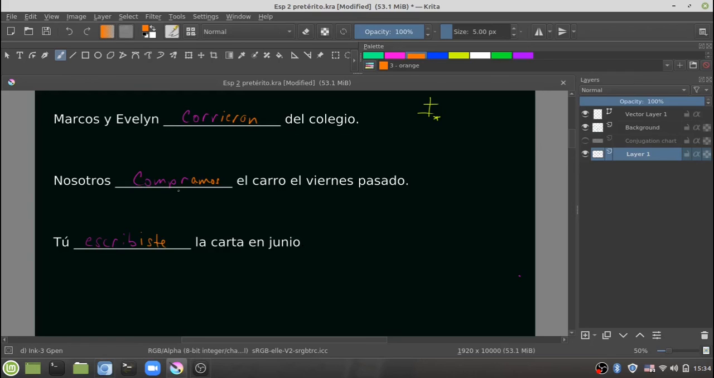Alright, so there are three sentences with preterite tense verbs. Remember that the preterite tense talks about things that were immediate or sudden, like someone running from the school would be immediate or sudden. It's also used to talk about specific time periods. Alright, so nosotros compramos el carro el viernes pasado. We've got last Friday right here. And so that has to be preterite tense, which it is. And then same thing with this last one. En junio tells us a specific time frame when it happened. It happened in June. So you wrote the letter in June, and that is that.